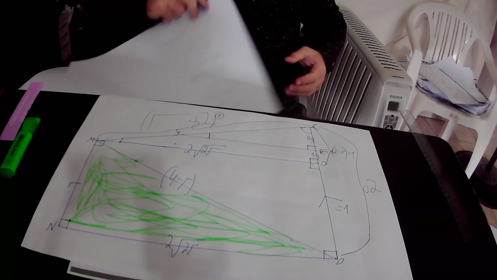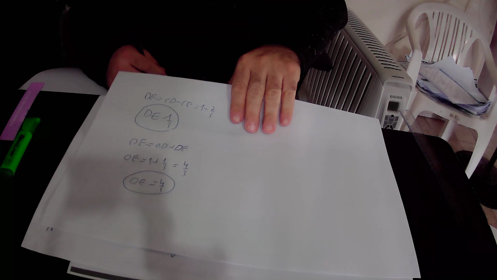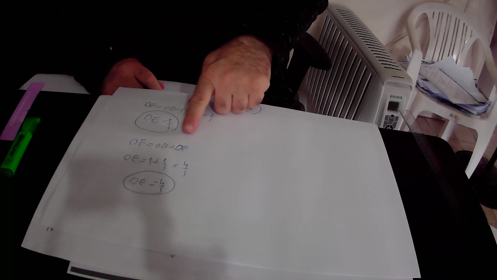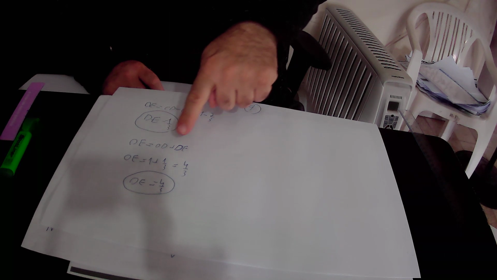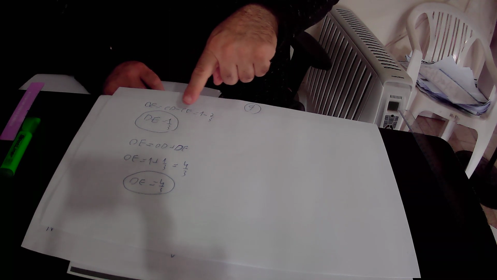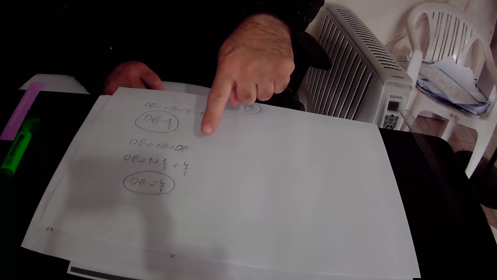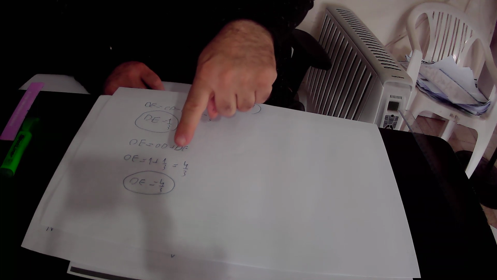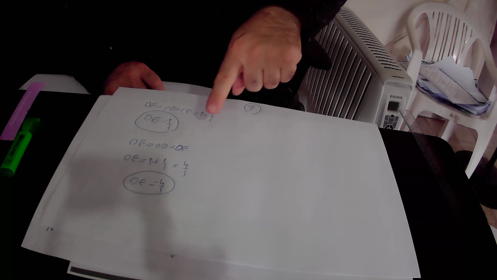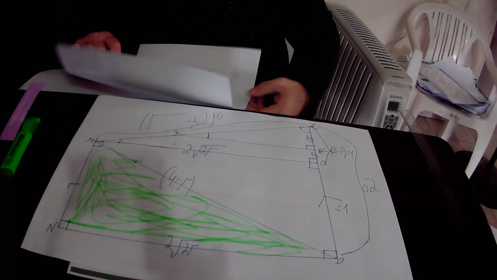I'll repeat again. OE equals OD plus DE, and OD equals 1 and DE equals 1/3. So in total, OE equals 1 plus 1/3, that is to say it equals 4 over 3. OE equals 4/3 units.